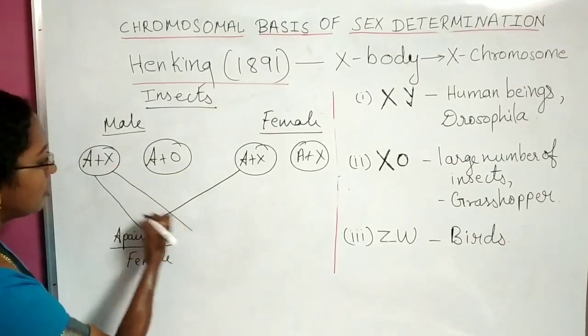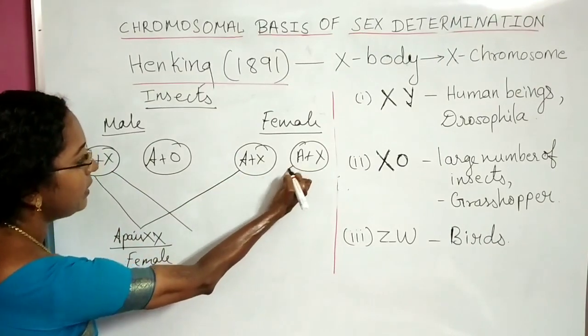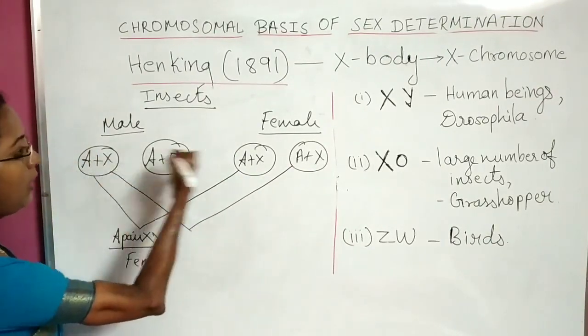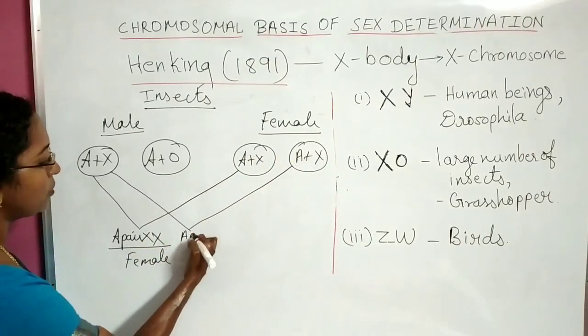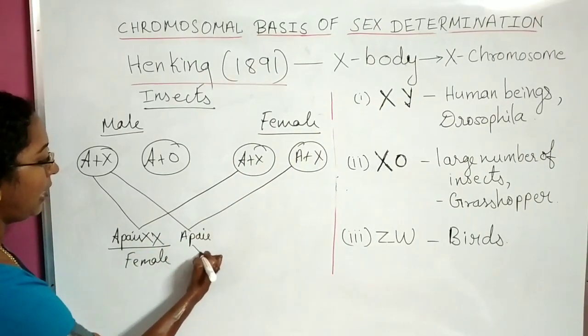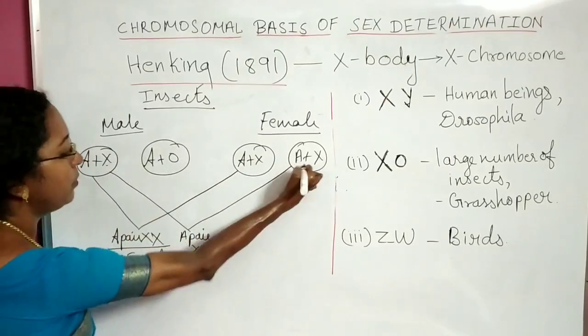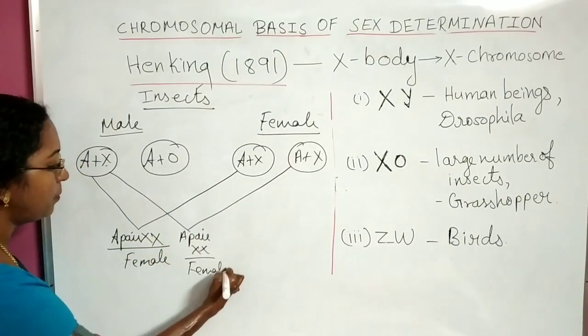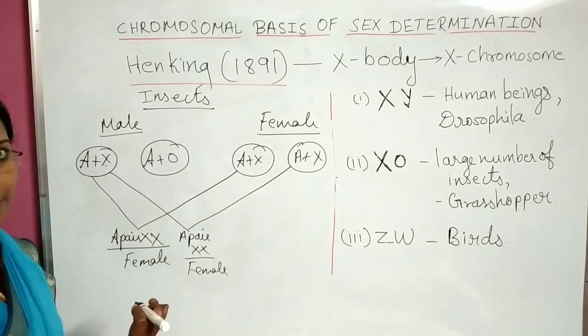Again, this gamete can fuse with the next female gamete here. So again you will get a pair of autosomes and XX. Both X will come here. So again this individual is also going to be female.